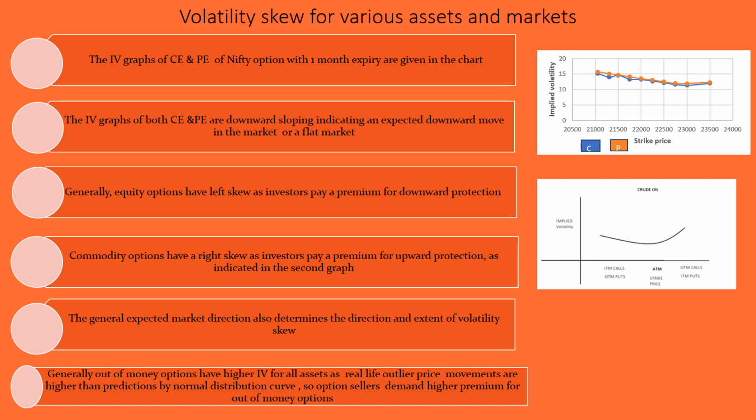The generally expected market direction also determines the direction and extent of the volatility skew. Generally, out of the money options have higher implied volatility for all assets, as in real life the outlier price movements are higher than predictions by the normal distribution curve. So option sellers demand a high premium for out of the money options.